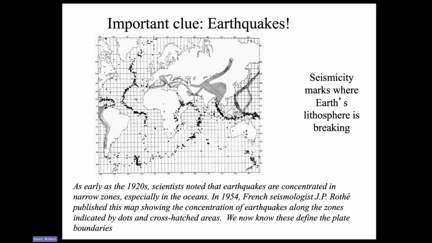French seismologists published this map to show the concentration of earthquakes along the zones. And we now know that, especially the ones in the oceans, represent the plate boundaries. These regions on the continents are not as well defined, and we're going to discuss that. But this belt here is basically a mountain belt, lots of earthquakes. The Andes also have a lot of earthquakes.